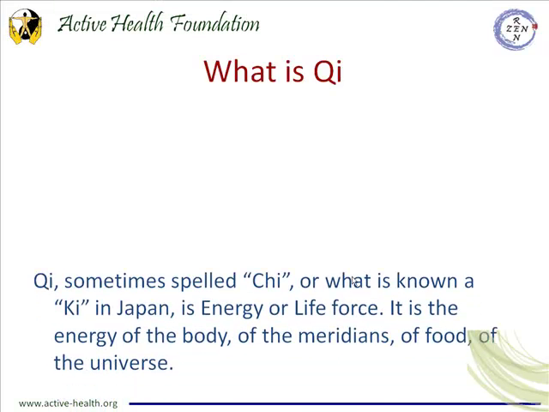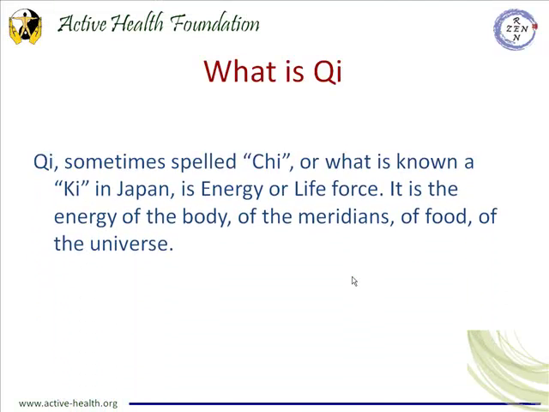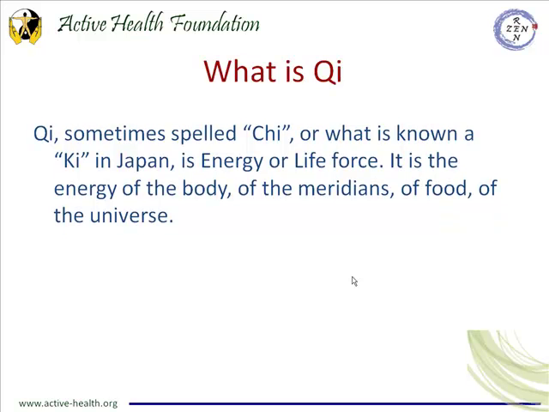Some of the general information available on qi: it's sometimes spelt CHI. It's also known in Japan as ki, and it's the energy or the life force of the body. It's the energy of the body, of the meridians, of food, and of the universe.